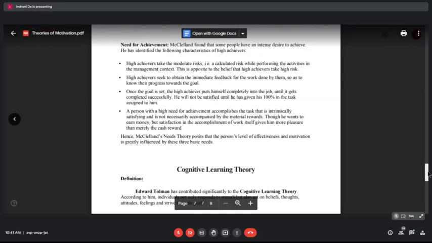Hence McClelland's need theory posits that a person's level of effectiveness and motivation is greatly influenced by these three basic needs. Different people have different types of needs, and these needs will work as motivating factors. They will motivate them and improve their performance. On the basis of these needs, their performance and behavior in the workplace are influenced. If you have a need for achievement, you will work accordingly. When you have a need for power, you will work accordingly.